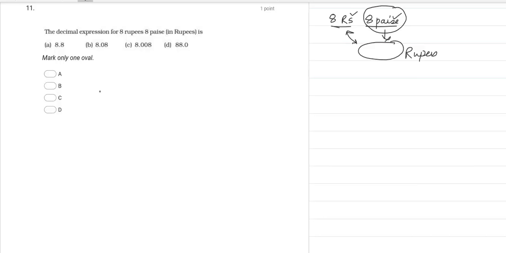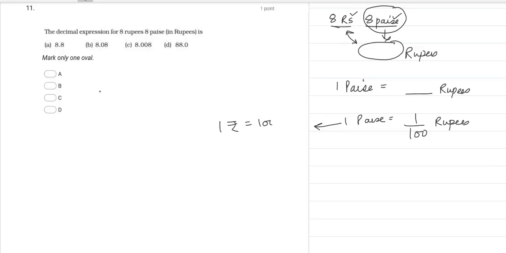The thing is, before we convert 8 paisa into rupees, we need to understand what is 1 paisa in rupees. Again, simple unitary method. We all know in 1 rupee there are 100 paisa. So in 1 paisa there are 1 upon 100 rupees. Those who are not understanding how it came, just see this. We know 1 rupee is equal to 100 paisa. So we can take it as 1 rupee is equal to 100 into 1 paisa.